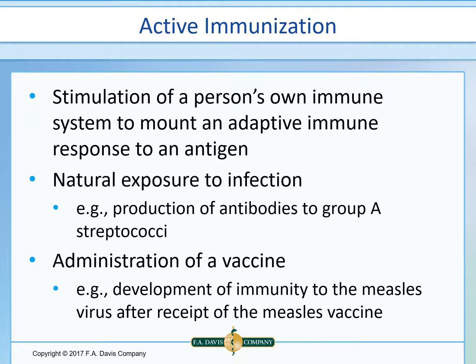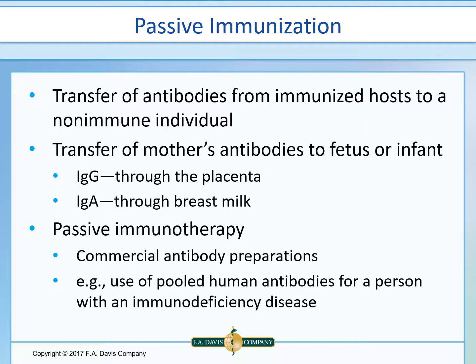Active immunization occurs when a person's own immune system is stimulated to mount an adaptive immune response to an antigen. As I mentioned before, it can be as a result of natural exposure or administration of a vaccine. Examples of natural exposure to infection include production of antibodies to specific group A streptococci after having a group A strep. Passive immunity can occur naturally.